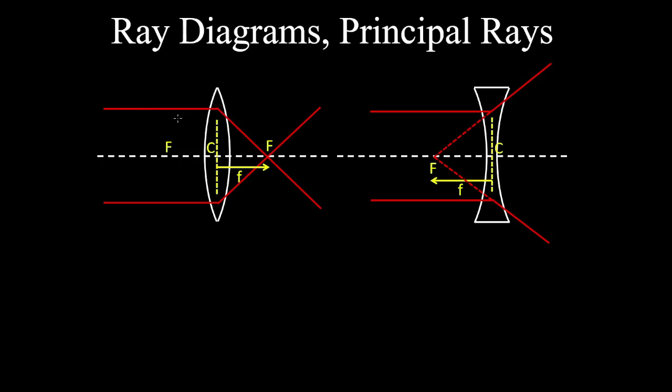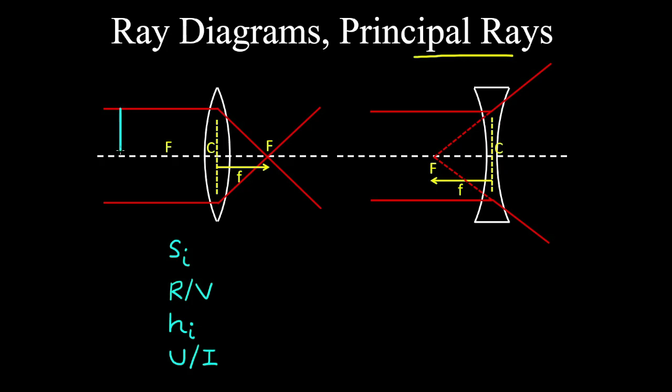As we saw briefly, we can use ray diagrams to determine the position of the image relative to the optical center, the type of the image being real or virtual, the size of the image being its height, and its orientation being upright or inverted. And generally, when we use ray diagrams, we use 3 principal rays.